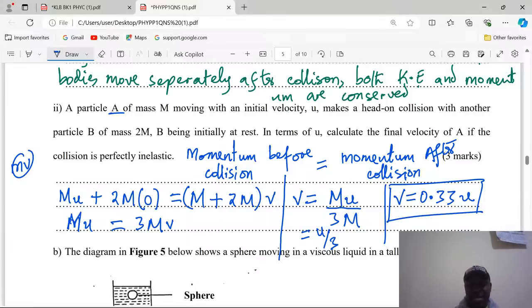Something that you must understand, we are told to calculate the final velocity of A. Because they are colliding and sticking together and moving together, the velocity of A is also the velocity of B. So the final velocity that we are calculating for both bodies is for A and also for B.